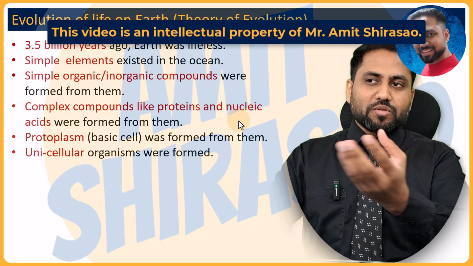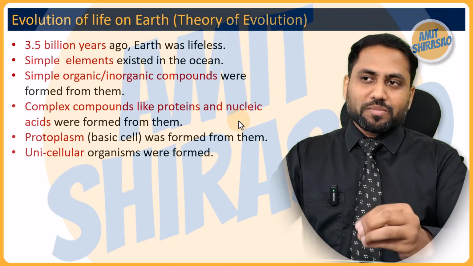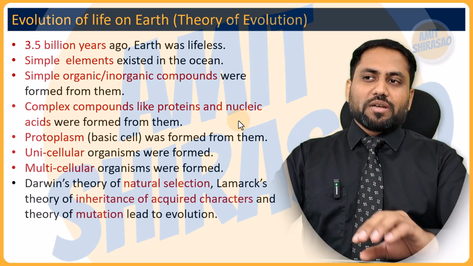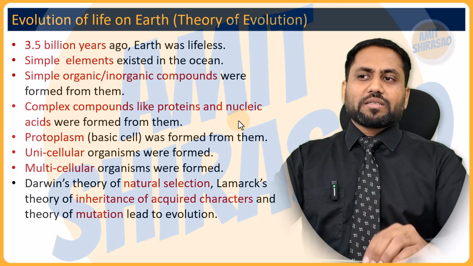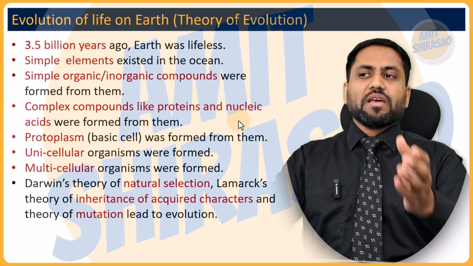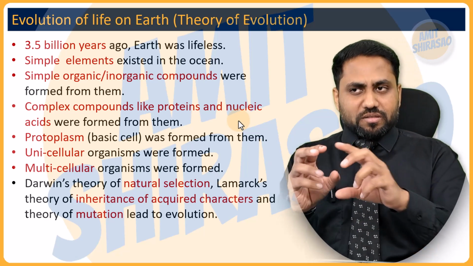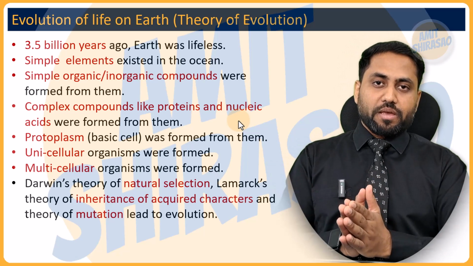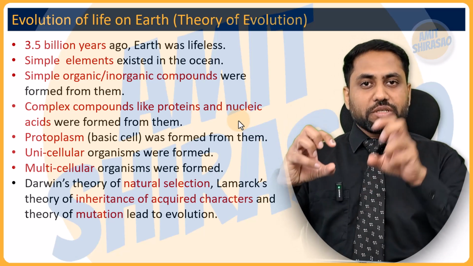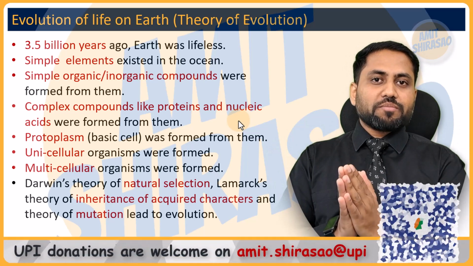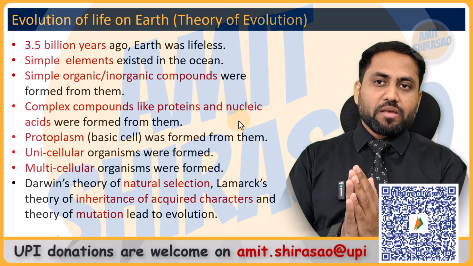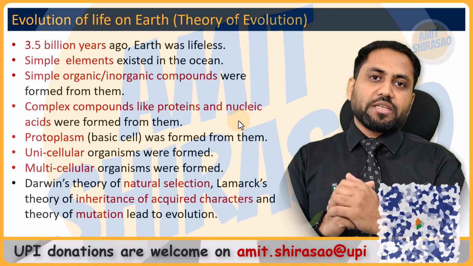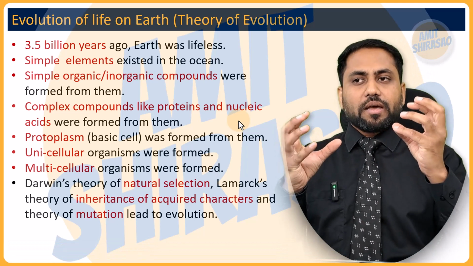Unicellular organisms. So protoplasm was nothing but a unicellular organism. Okay. Now multicellular organisms. So they evolved into multicellular organisms. Darwin's theory of natural selection and Lamarck's theory of inheritance of acquired characters and the mutation theory, all these three tell us how evolution must have taken place. And all these three should be used together, because none of them is individually 100% correct. Where Darwin's theory lacks, Lamarck comes. Where Lamarck also lacks, mutation theory comes. Got the idea?